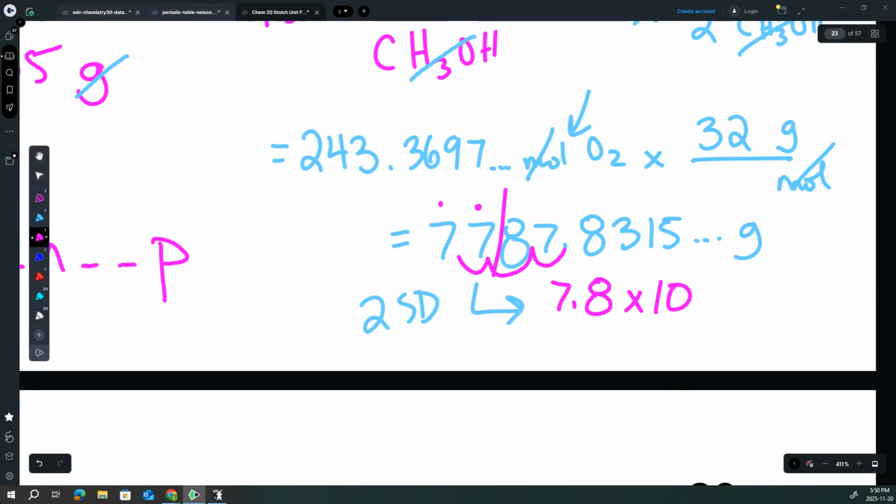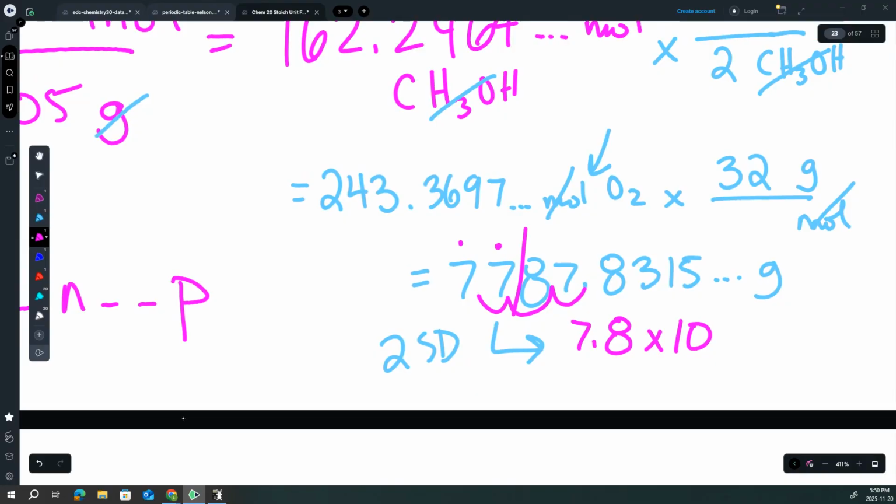And then times by 10. For the exponent, we use it to represent how many spots we moved the decimal place. We moved it 3, and since our original number, 7,787, is above 1, that exponent is going to be positive. The only time the exponent's negative is if your original number, before you put it into scientific notation, is between 1 and 0.